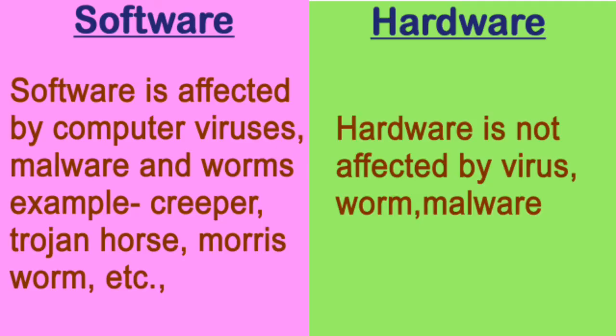Software. Software is affected by computer viruses, malware, and worms. Examples: Creeper, Trojan horse, Morris worm, etc. Hardware. Hardware is not affected by virus, worm, and malware.